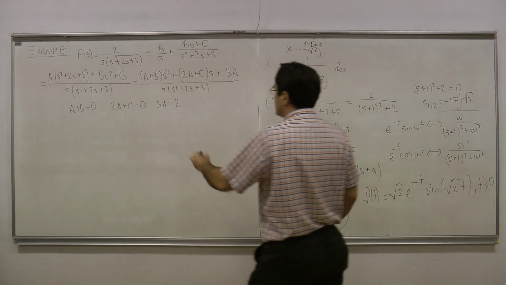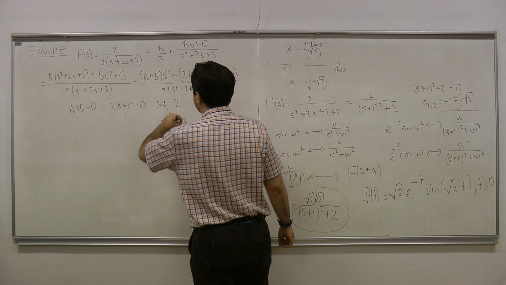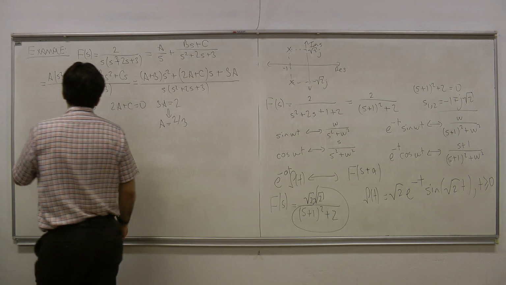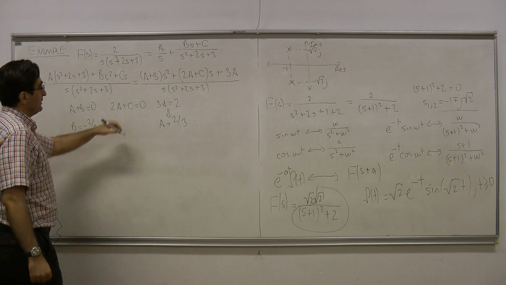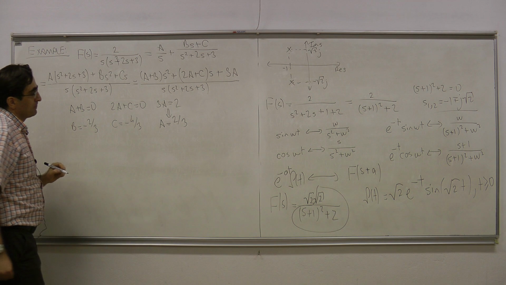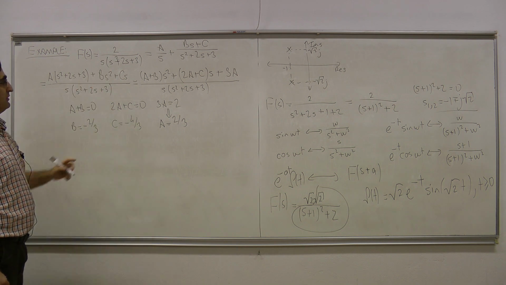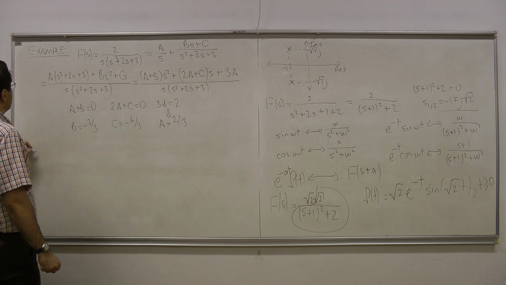So from this last equation, I can solve a equals 2 over 3, b is going to be equal to minus 2 over 3, and c is going to be equal to minus 4 over 3. Okay? Let us substitute these coefficients back into the partial fraction expansion.